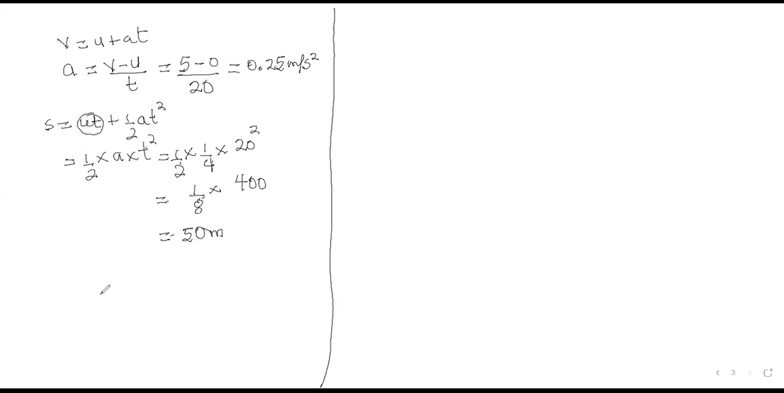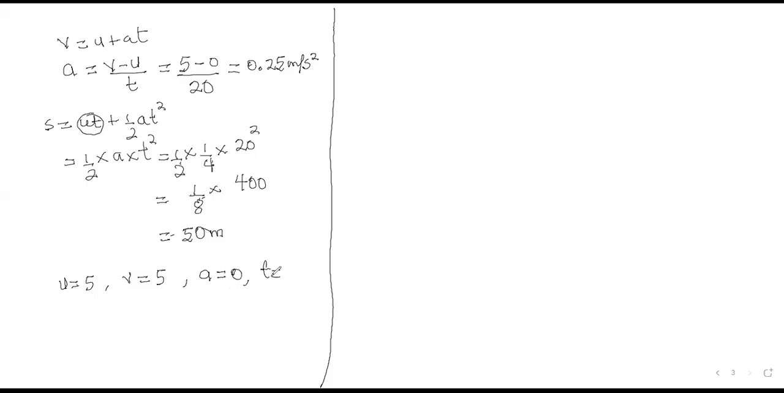Now the second part, the speed is maintained. So initial speed during the second part of motion is 5. Final speed during the second part of motion is also 5. Acceleration. What is the value of acceleration here, class? What's the value of acceleration during the second stage, second part of the motion? 0.